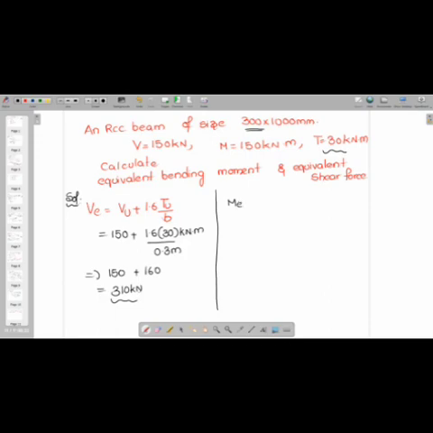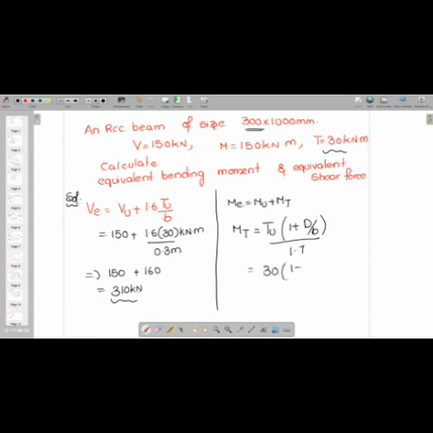Now, equivalent moment is equal to ultimate moment plus moment due to torsion. So first I'll calculate the moment due to torsion. What is the moment due to torsion formula, my dear students? The formula is simple. Here it is Tu into (1 + D/b) upon 1.7. So what is Tu?